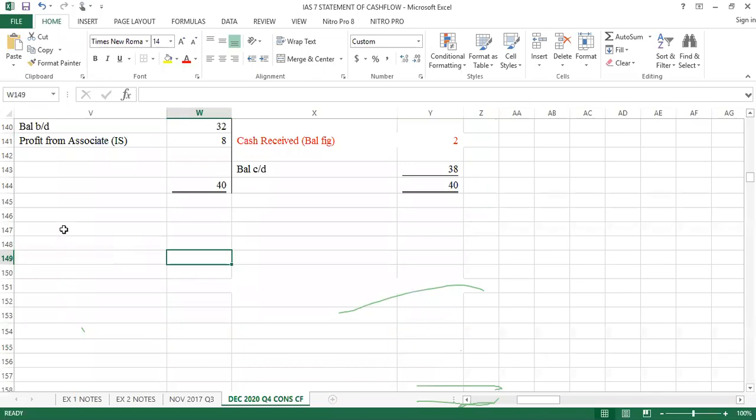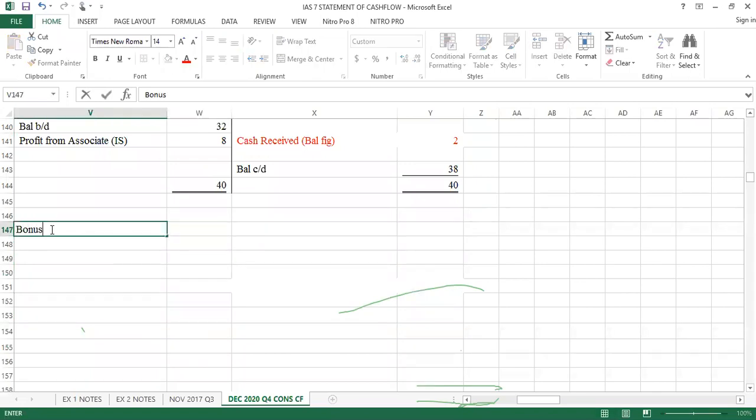Somebody's asking me to explain the bonus. So the bonus was 1 for every 10 shares. So how many shares were there? Shares is equal to 200 million divided by the rate, which was 10 Rwandese francs per share. So this is 200 million Rwandese francs.